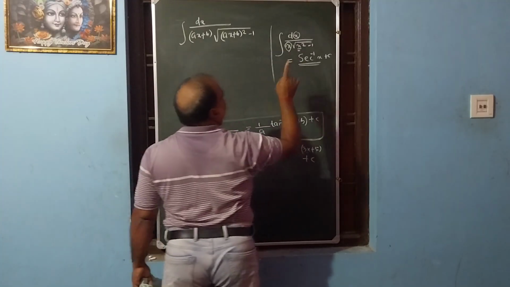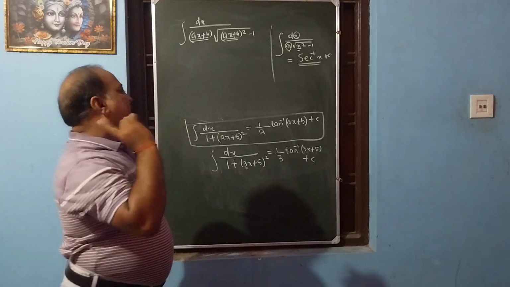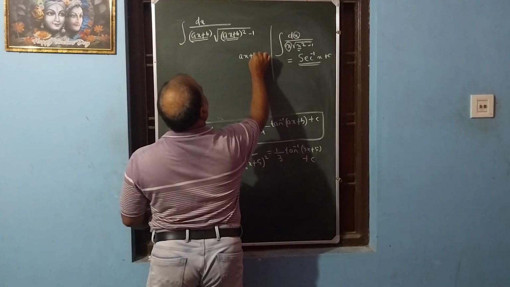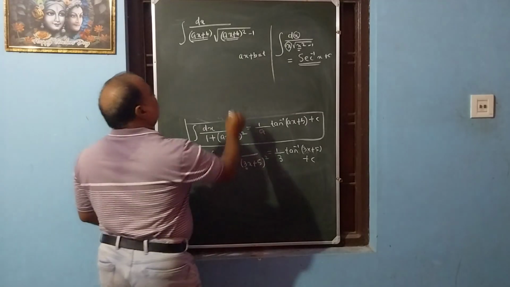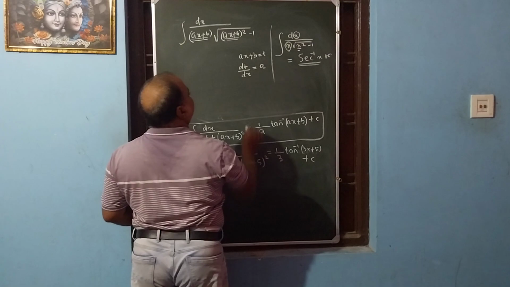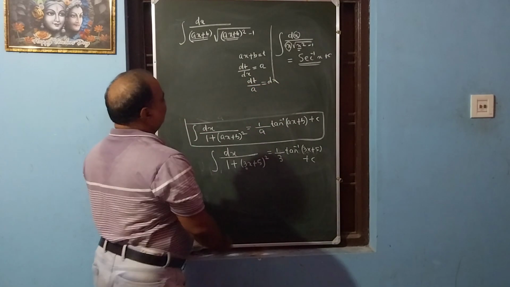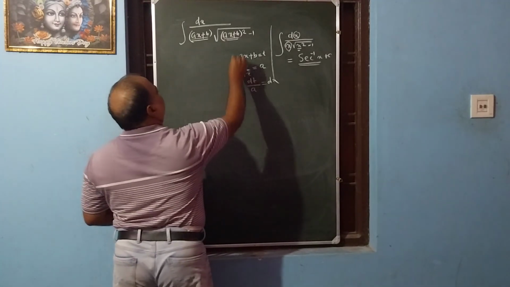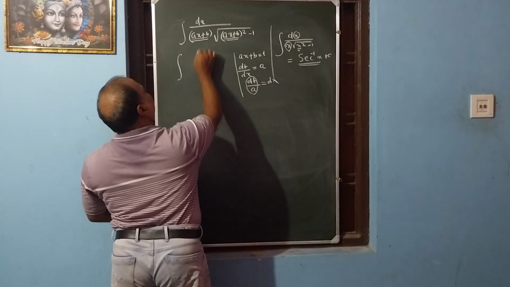But today, in place of x, that will be ax plus b. Then you have to take ax plus b as t. So let ax plus b equal to t. Differentiating on both sides with respect to x, we get dt by dx is equal to a. So dt by a is equal to dx. Then the integral value will become dx; in place of dx, you have to put dt by a.